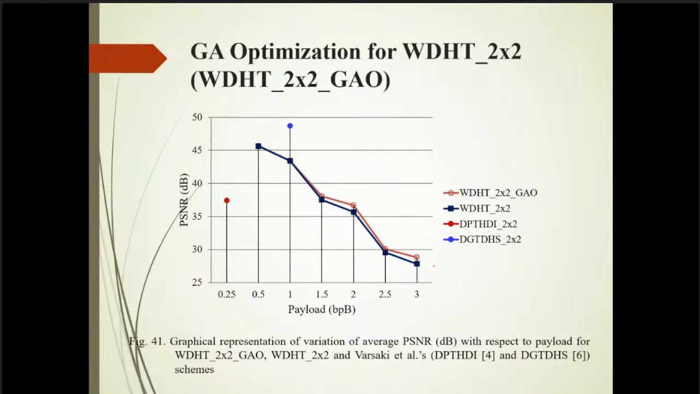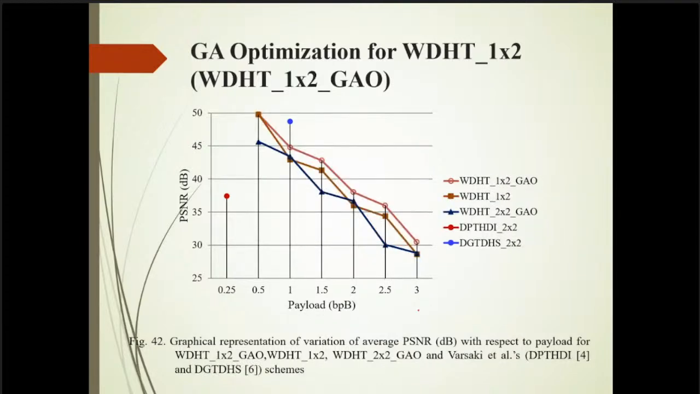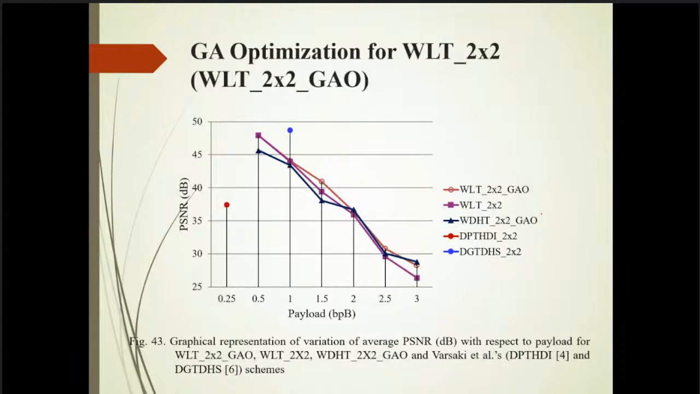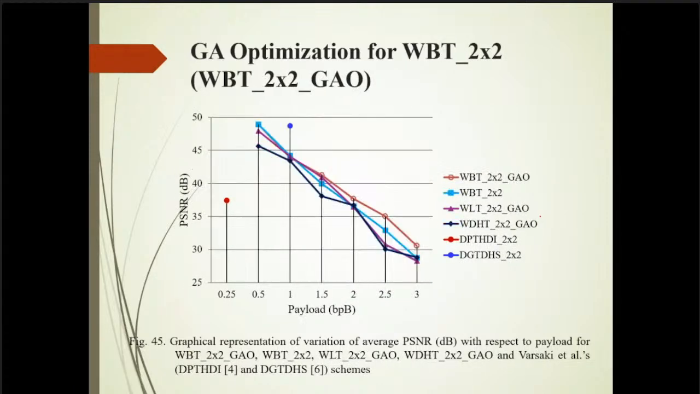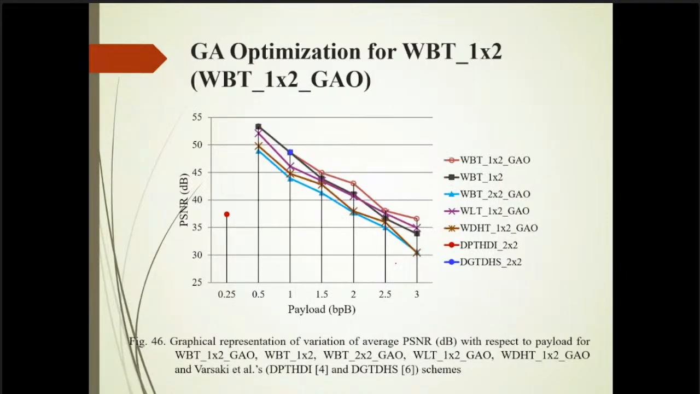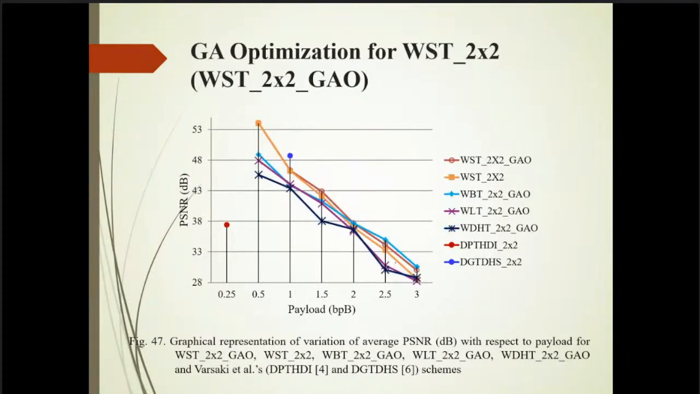So you see, this is the representation graph for the genetic algorithm based enhancement for 1 cross 2. There you see, these are all the results, the improvement of those results. I'm not going into the details of that. These are there.